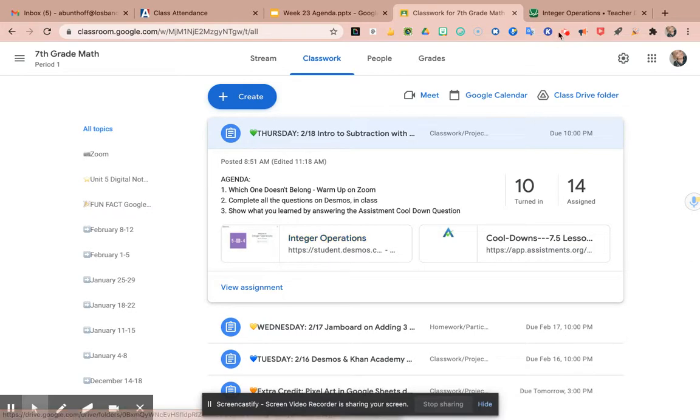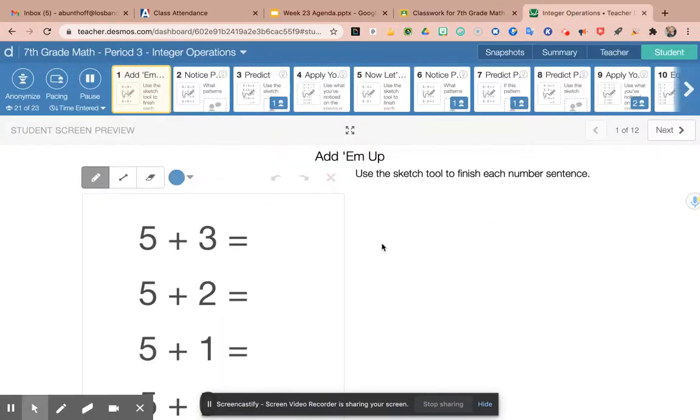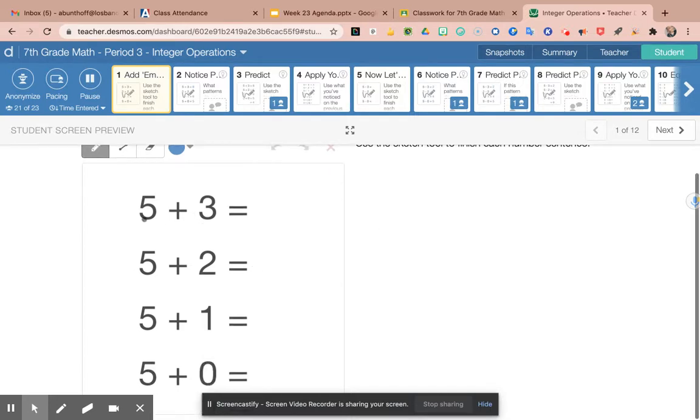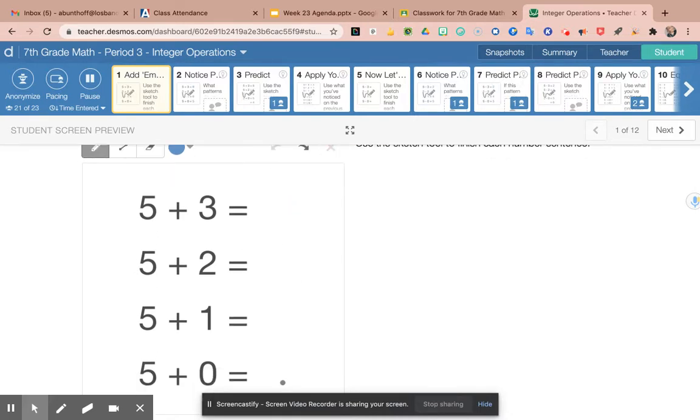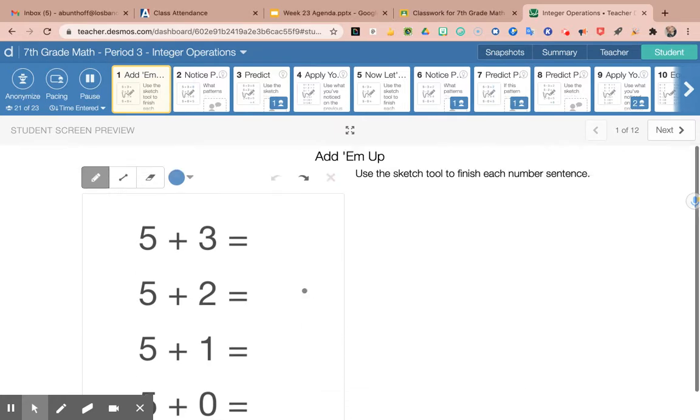So the Desmos, you can log in. And then the first question you should see is this one. It says add them up. So use the sketch tool to finish each number sentence. So you're just going to add them, 5 plus 3, put your answer here. You're just going to sketch on this one, write your answer for all 4, and click next. So you're just answering 5 plus 3, 5 plus 2, 5 plus 1.